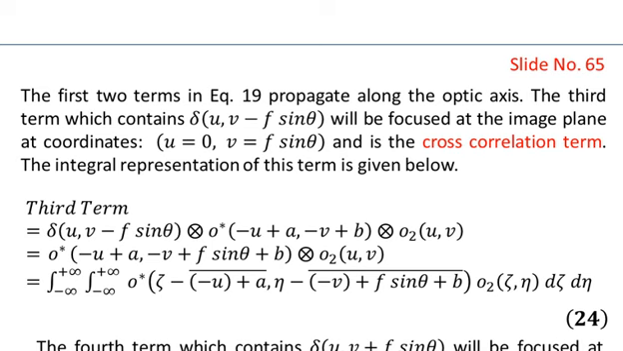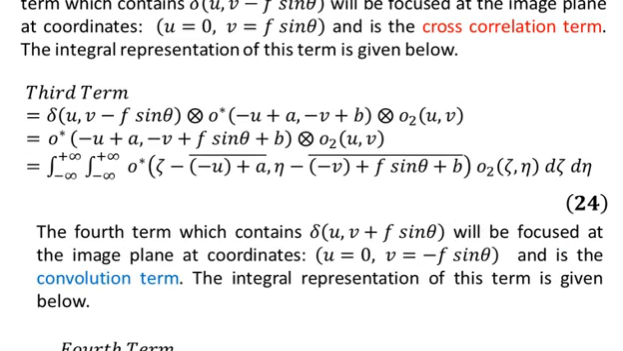The object coordinates at which that beam will be concentrated, or aimed, are u is equal to 0 and v is equal to f sine of theta, and this is the cross correlation term. The integral representation of this term is given below. So we are writing the third term over here. You know that in the third term we have written all the three terms convolving with each other, and then we have done the convolution over here.